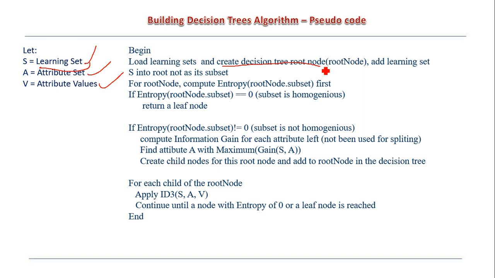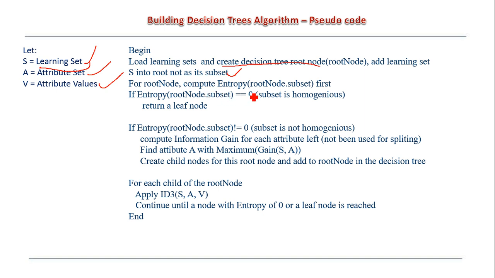The root node is the topmost node. Add the learning set into the root node, not as its subset. It is not a subset, it is only the main node for the tree. For the root node, we have to compute entropy.